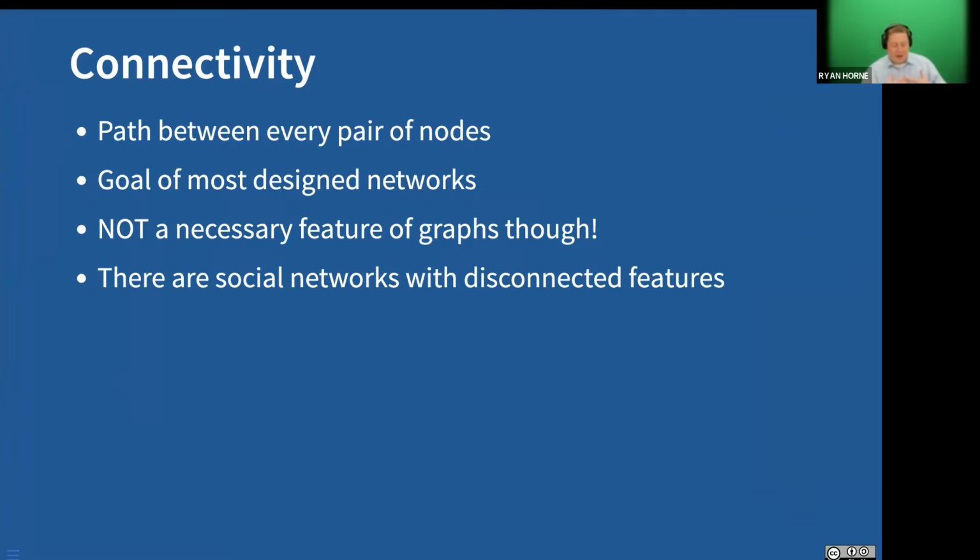If you're designing a physical network, connectivity is kind of a goal. You want to be able to reach any part from any node in your network. It's also an interesting problem if you're dealing with a social graph of, say, a clandestine organization. Do you really want every node to be able to reach the other parts of, say, your secret society? There are social networks that have these disconnected features, or maybe they're very loosely connected.